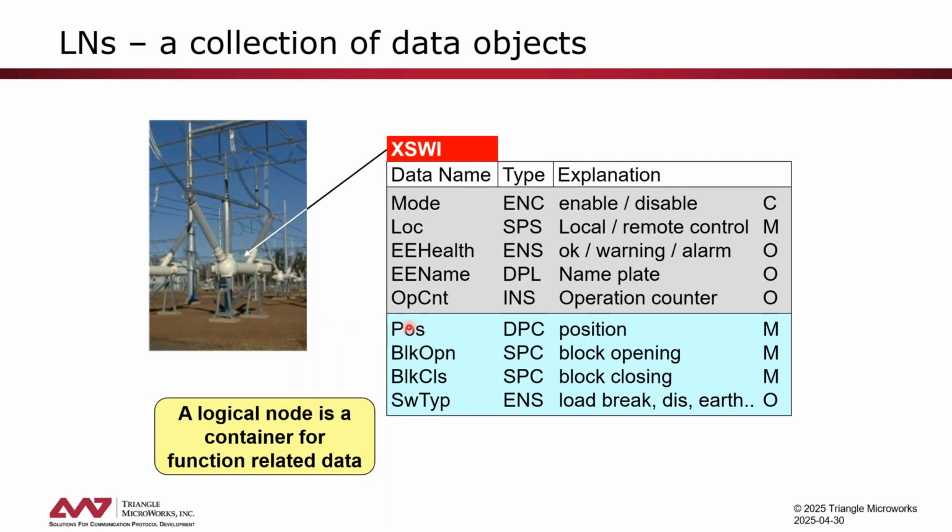When a logical node is defined, we have the indication of the data objects. We also have indications if this data object is mandatory or if it's optional. And we have a reference to the type that makes up this data object. That's what we call the common data class. In this case, double point control will be the common data class that the position is made of. So that's a structured type for this data object.